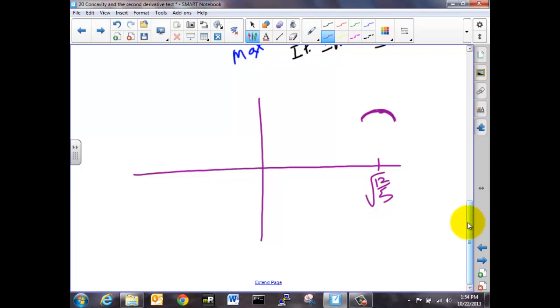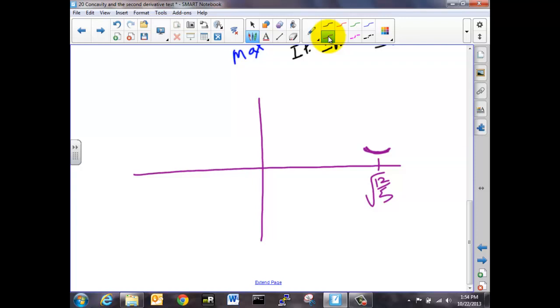Oh, it's a min. Okay, thank you. It's a min. Okay, so we know it has to look something like this. Come on, give me my purple back. We don't know where it is, and I'm purposely drawing it up there to confuse you here, okay? We know that's a min.